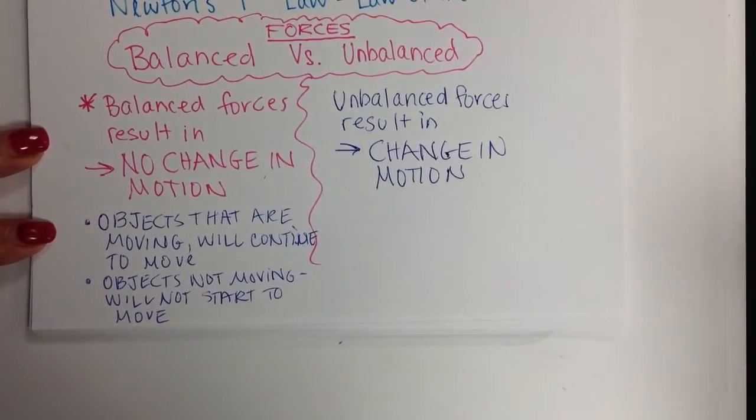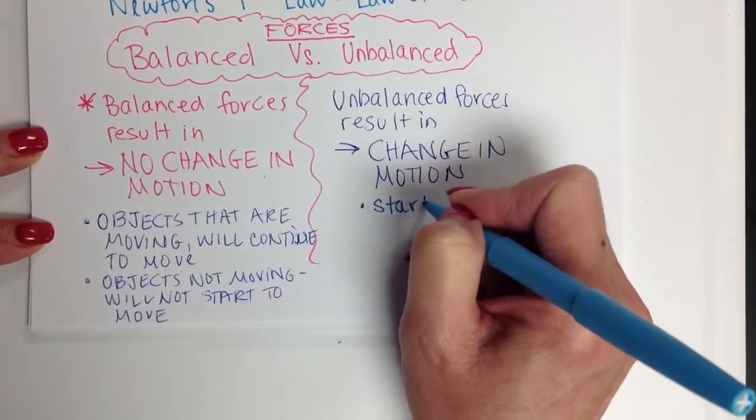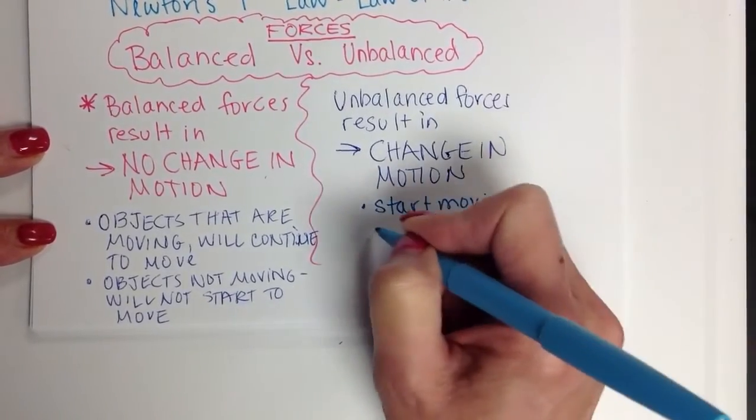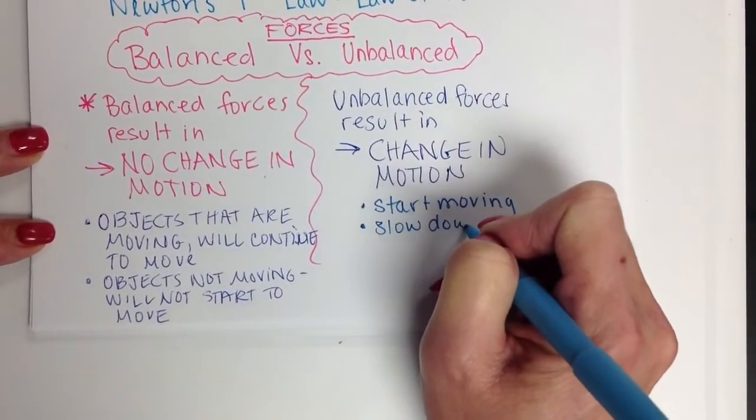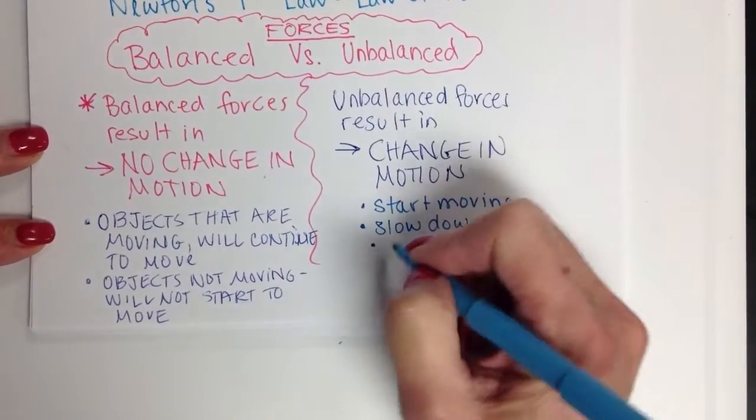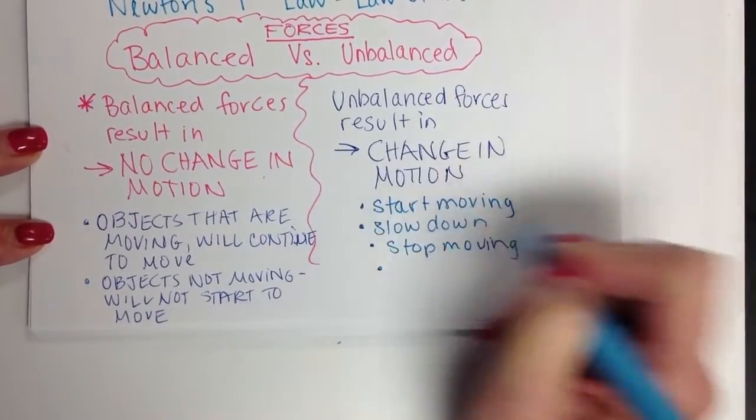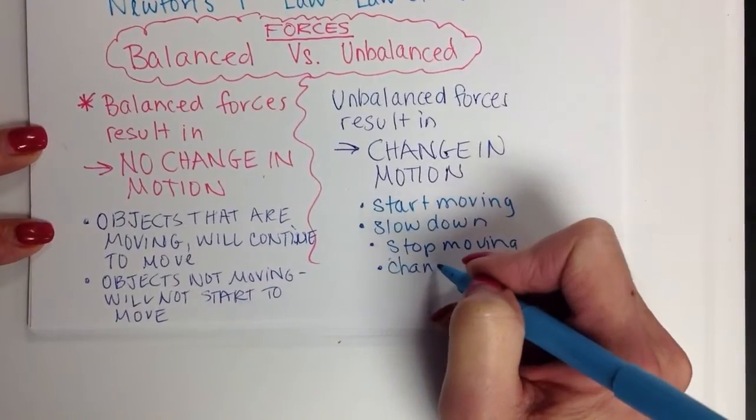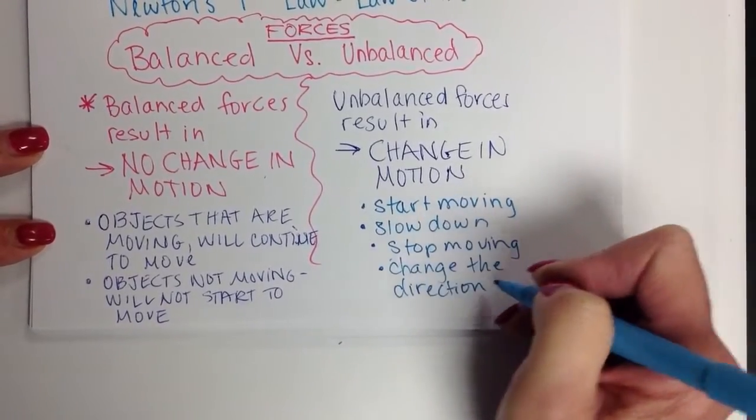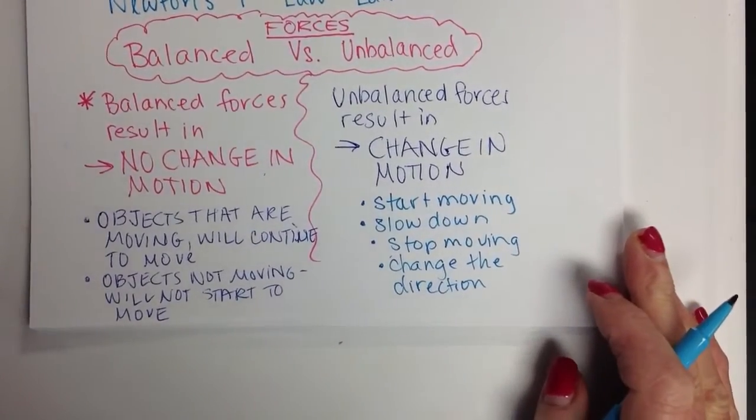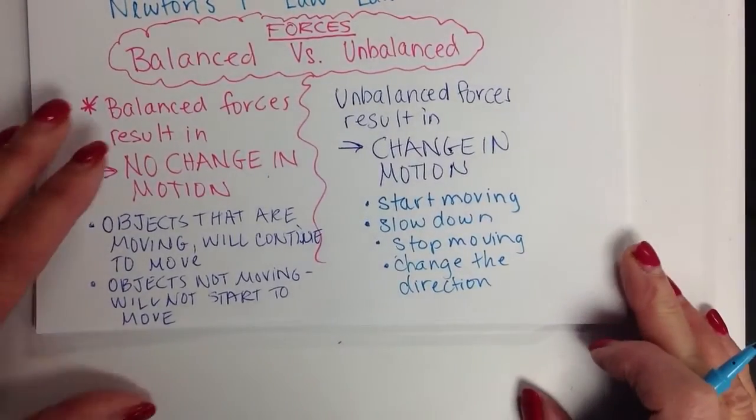So, what does that mean exactly? Well, if it wasn't moving before, it may start moving. If it was moving already, it might slow down. It might change motion altogether. If it was moving, it might stop moving. And if it's a change in motion, it might change its direction that it's moving in. So all of these are a change in motion. Okay? So let's look at some examples of this so that we can better understand.